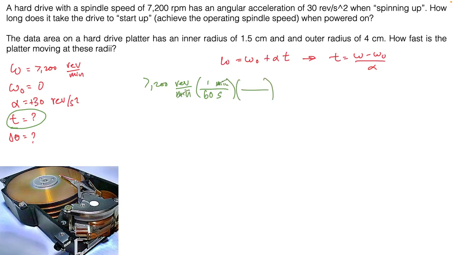The minutes are going to cancel. Now, revolutions. For every revolution, how many radians are there? Yeah, so 2 pi radians. And that's how you just convert things. Take one of the units at a time, top or bottom, doesn't matter what order you do it in. And in the end, I'll get radians per second. So I take 7,200 multiplied by 2 pi divided by 60, or take 7,200 multiplied by pi and divide by 30, whichever way you want to do that.